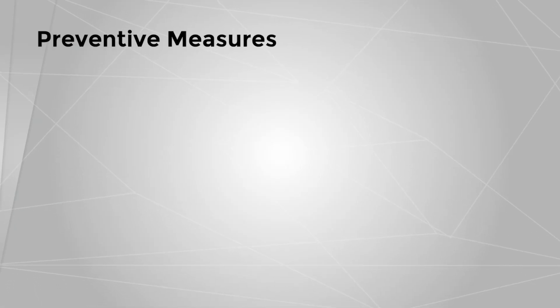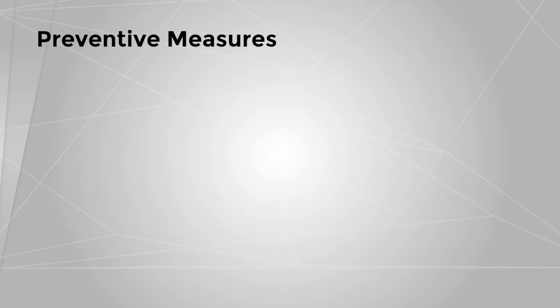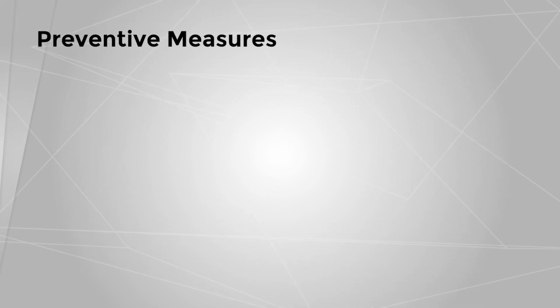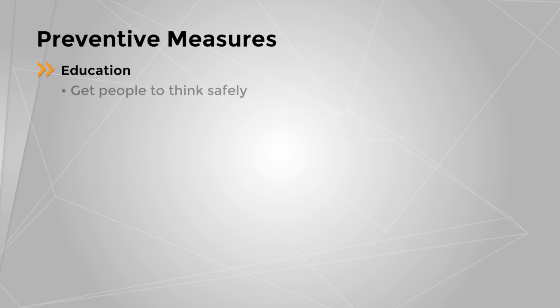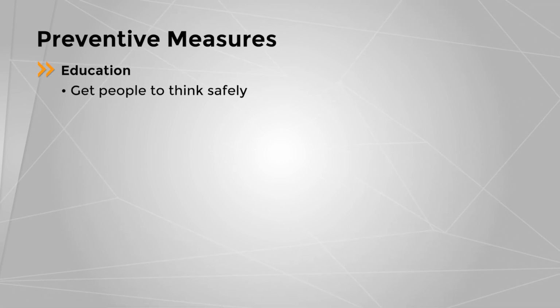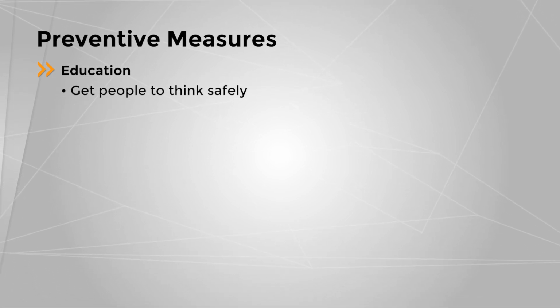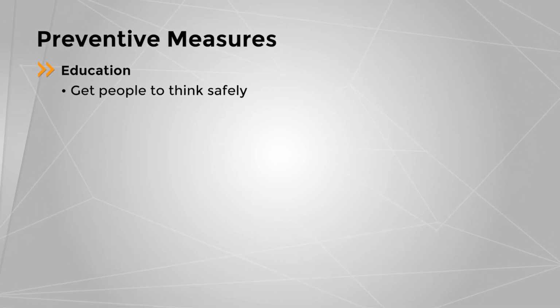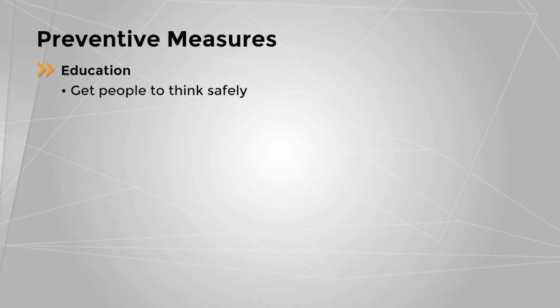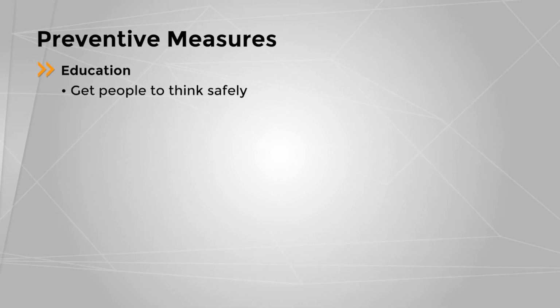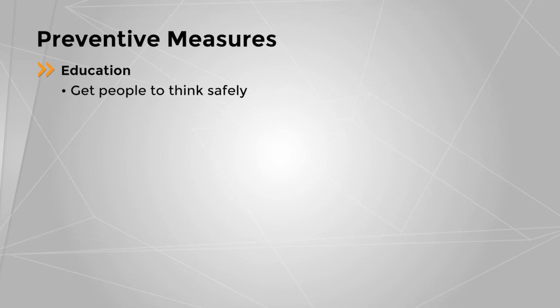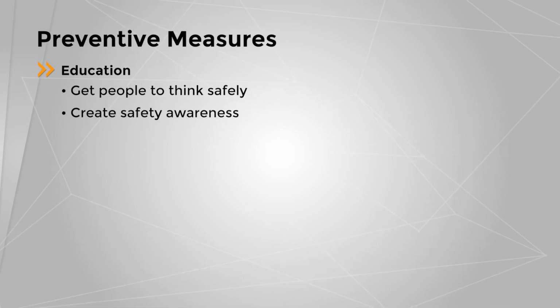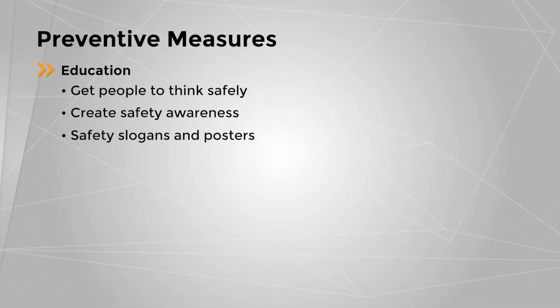When we talk about preventive measures, we realize that there are various preventive measures which can be taken up. Number one is education. In terms of education, we have to get people to think safely. That is, they have to assess where they are working, what possible hazards there can be, what the risk is, how vulnerable they are to any particular risk at that place, to create safety awareness, and of course to create safety slogans and posters which will give them awareness.